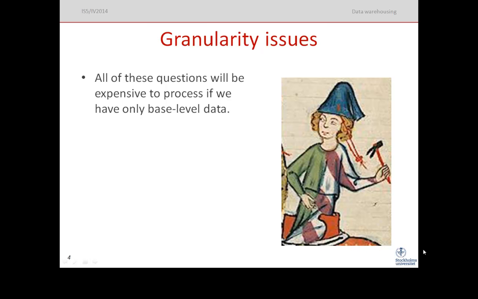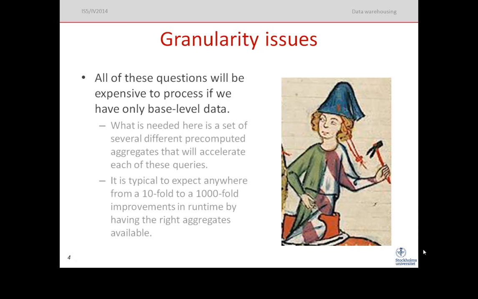So all of these questions will be expensive to process if we only have base level data. And this is a conundrum, the problem that we have to deal with. What is needed here is a set of several different pre-computed aggregates that will accelerate each of these queries. But we still need to keep the base level data, so we'll add more star join schemas, if you like. We need to add more dimensions and fact tables to capture this, or other types of aggregates. It is typical to expect anywhere from a 10-fold to 1,000-fold improvement in runtime by having the right aggregates available.